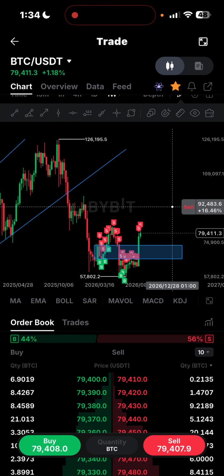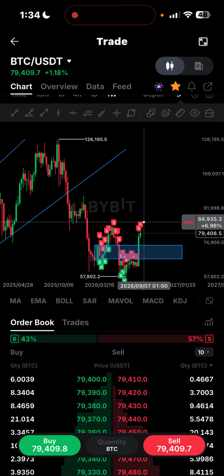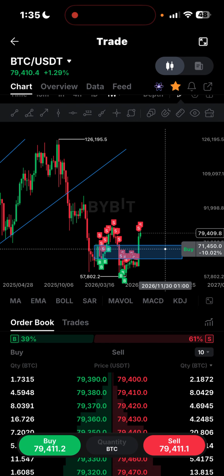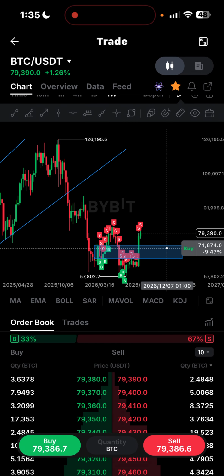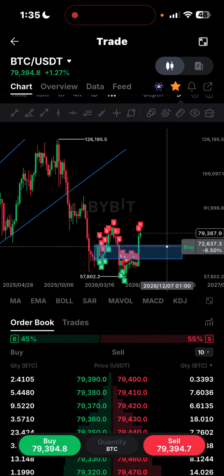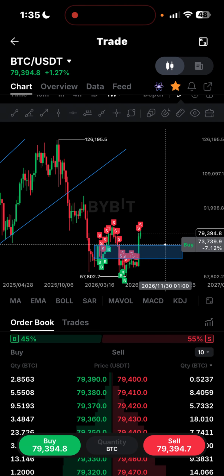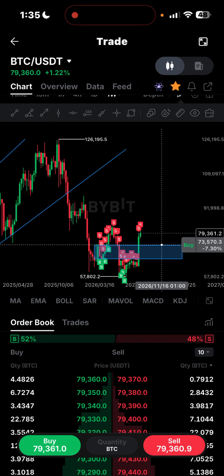So if you break above this, expect the market to drop. This can last for like 2 to 3 or 4 months before we see a significant drop. So wait for that drop before you start buying BTC for the long term, for the next bull market. So that's that about market trend.